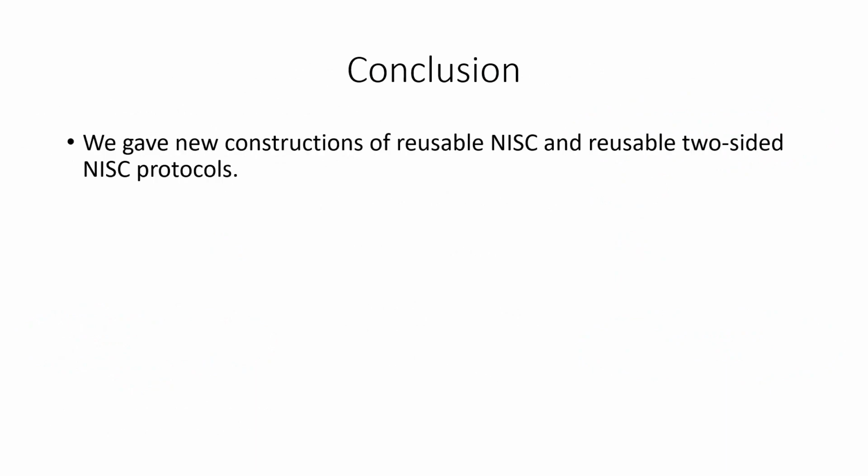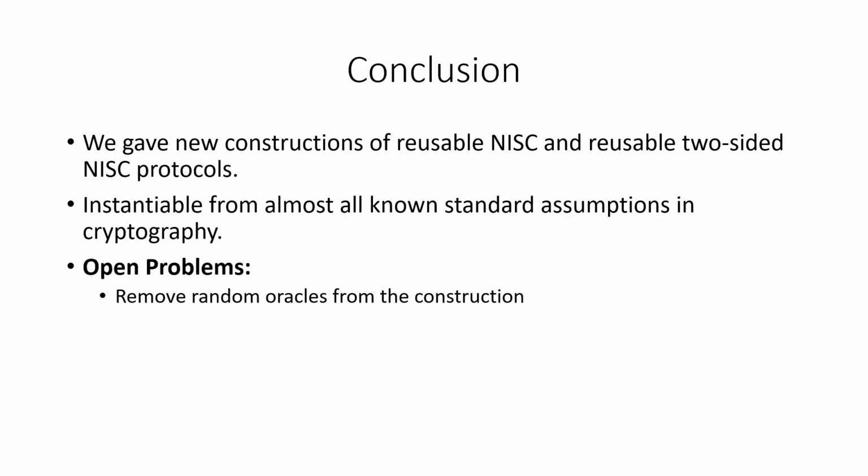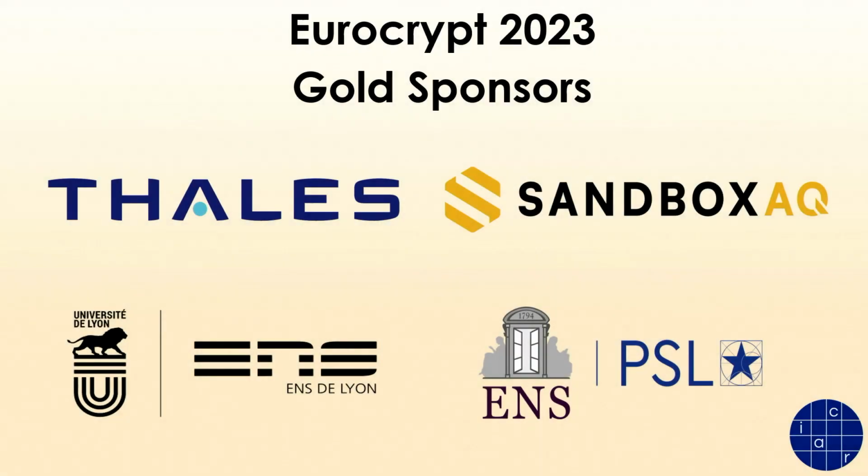And just as a conclusion, the authors gave new constructions of reusable NISC and reusable two-sided NISC protocols. They're instantiable from almost all known standard assumptions in cryptography, CDH, LWE, and so forth. The open problems here are to remove random oracles from the construction, remove the need for additively homomorphic commitments from the two-sided protocol, and improve the concrete efficiency. And thank you for the attention, and I direct most of the questions to the authors. Thank you.